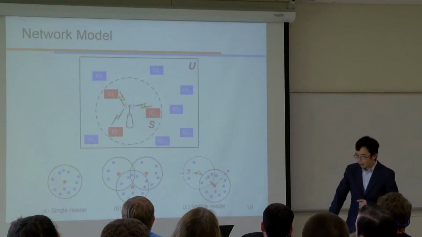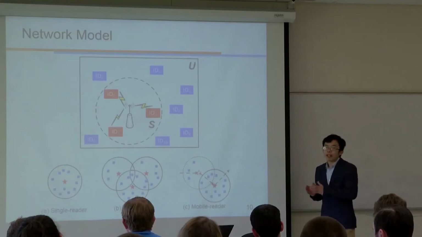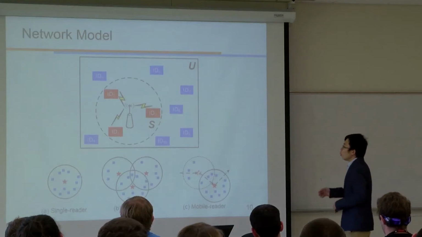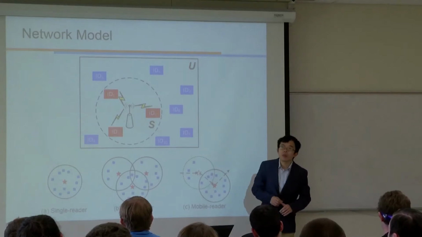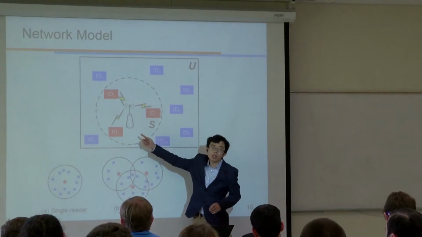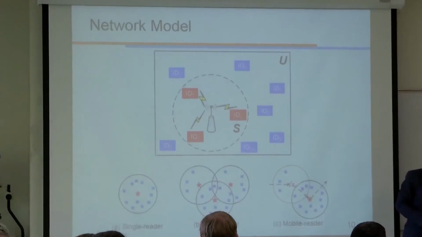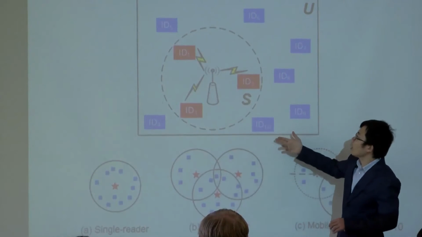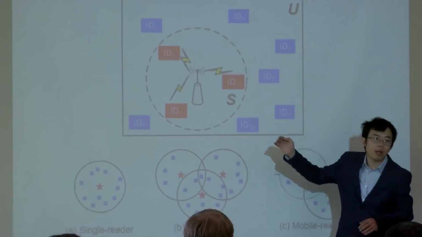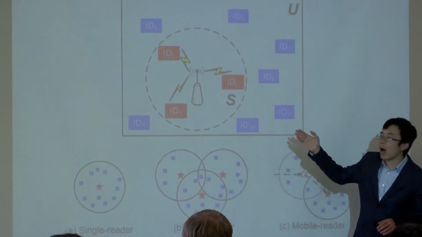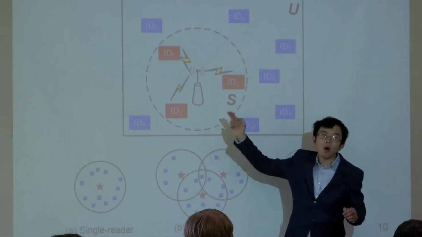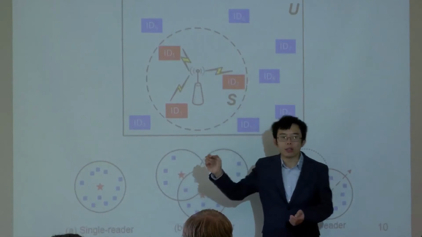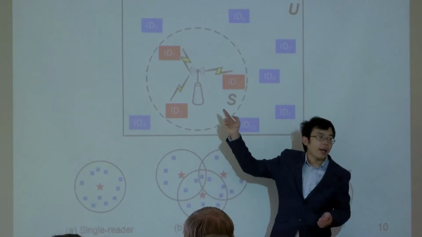First, I will formally define the information collection protocol we want to address. We consider a typical RFID network and focus on one reader. This reader now wants to collect the information from all the tags in its communication range. In this example, in the whole system, there are 10 tags, ID 1 to ID 10. And this reader is going to collect the information from all the tags in its coverage region. So there are 3 tags in the coverage region, right? ID 1 to ID 3.